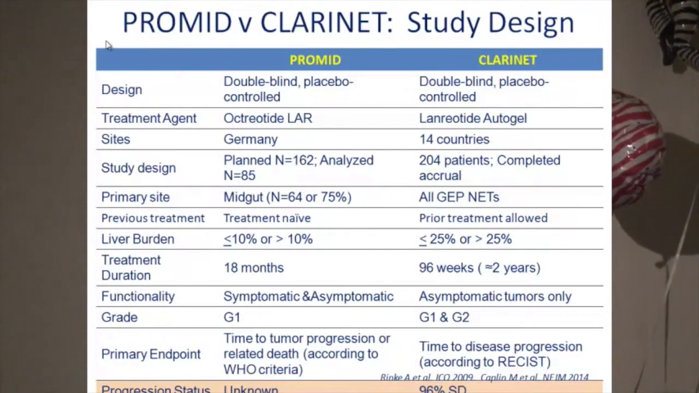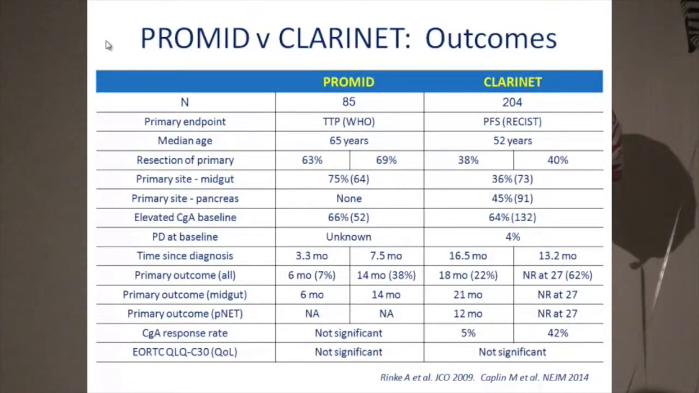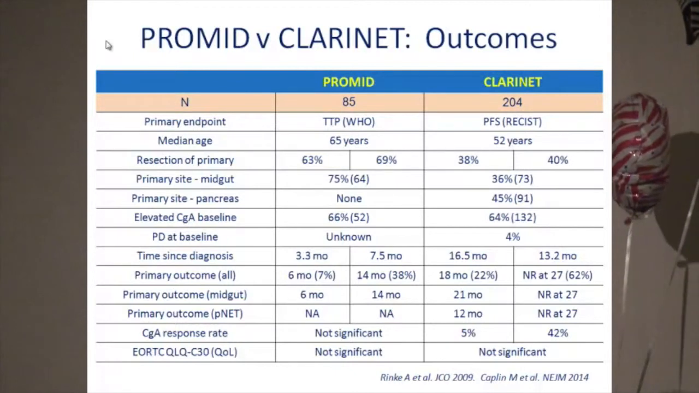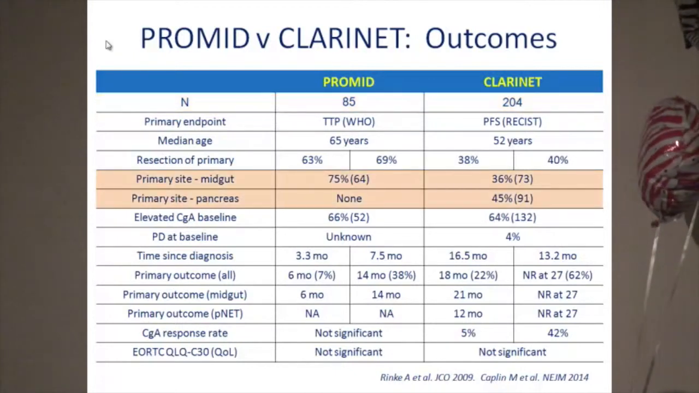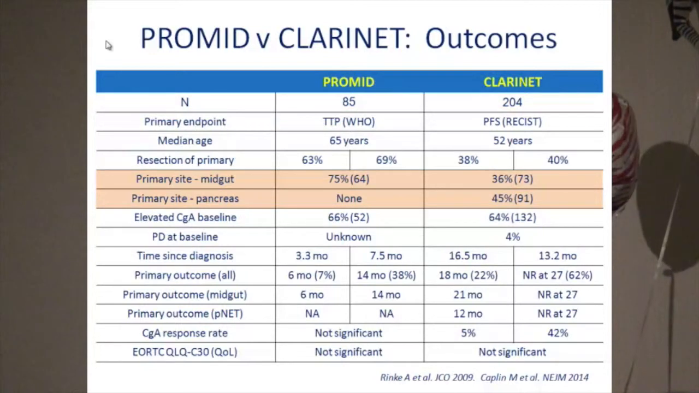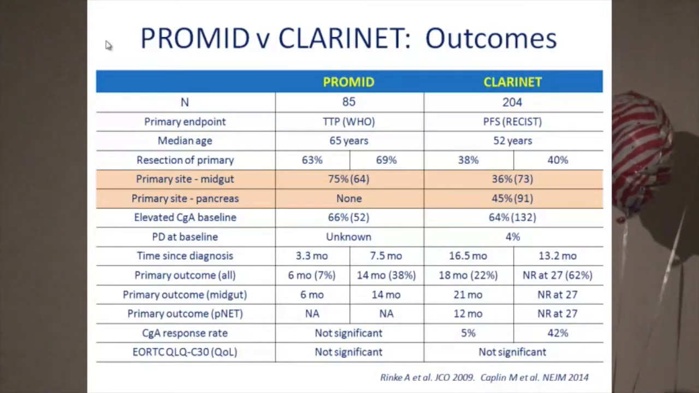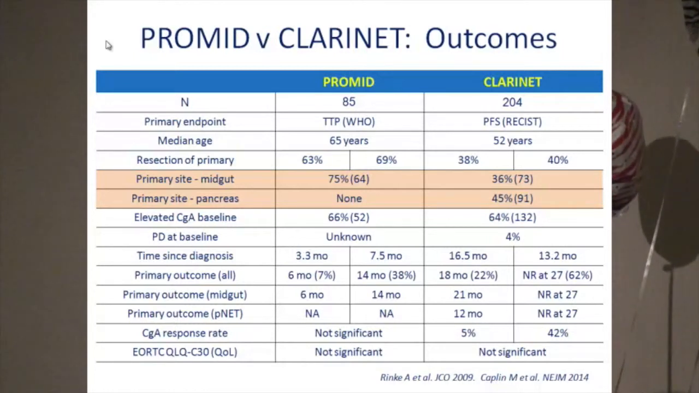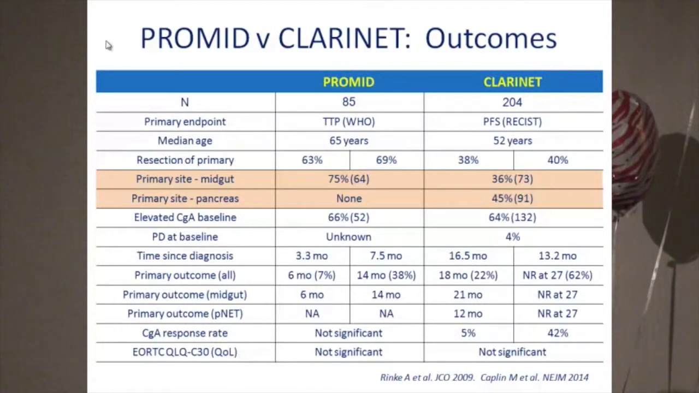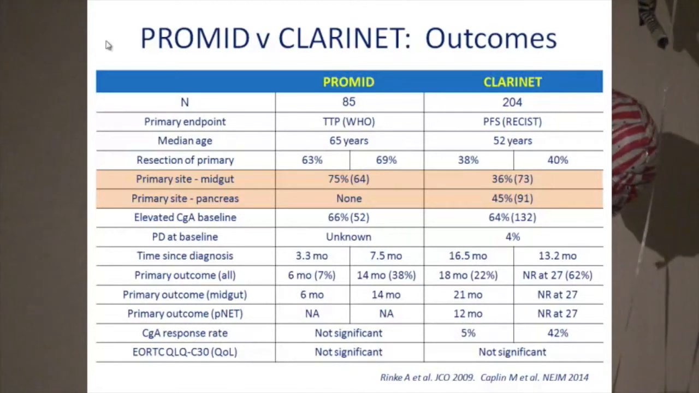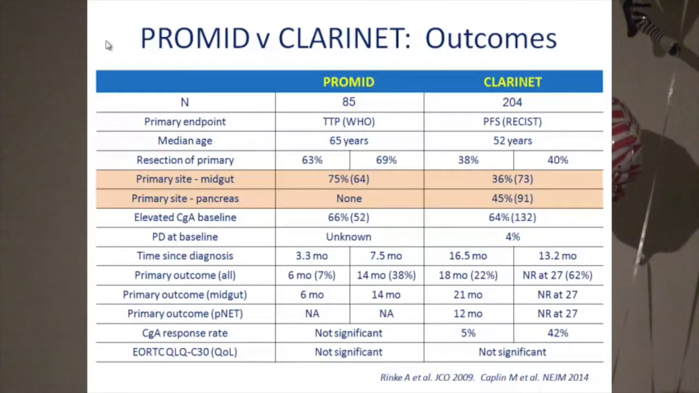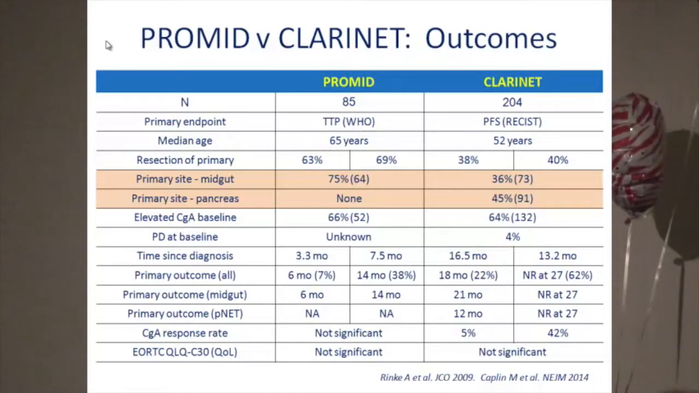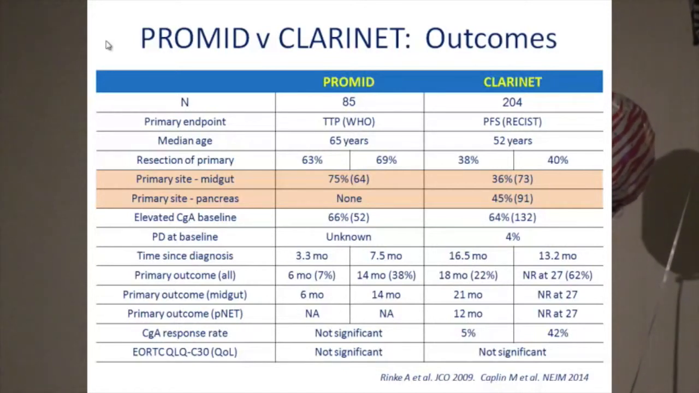The other thing to compare is to put the outcomes side by side. So again, one is a larger study, one is not. PROMID analyzed 85, CLARINET analyzed 204. The primary site of disease in midgut for PROMID, there are actually 64 patients that had midgut. None had pancreatic neuroendocrine tumor. Almost as many with midgut disease were seen in the CLARINET, where there were 73 patients with midgut neuroendocrine tumor and 91 patients, or 45% of the population in CLARINET, had pancreatic neuroendocrine tumor. It's actually a large number.